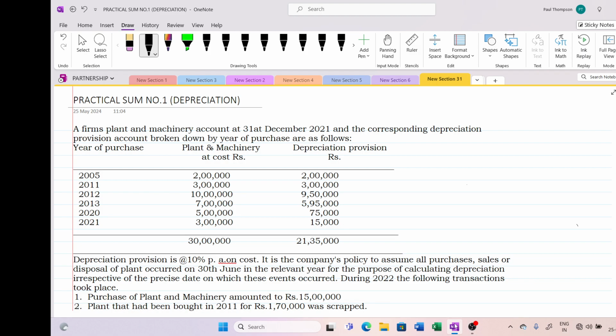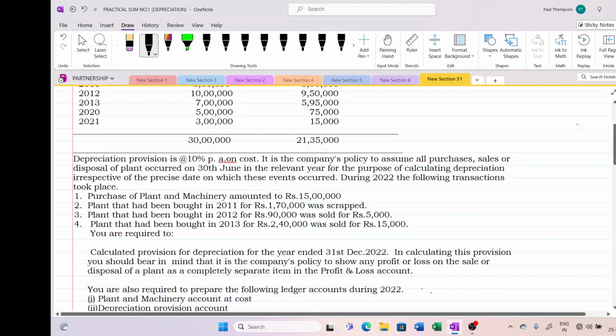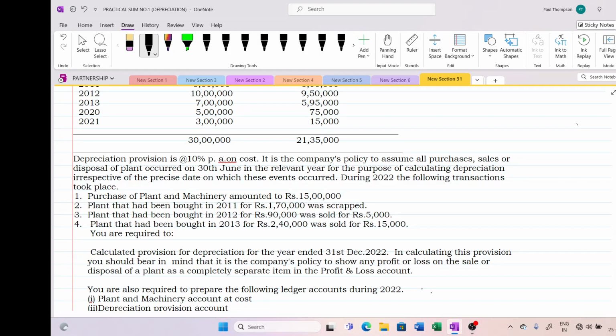Okay, so 2005, 11, 12, 13, the cost of the machine they have purchased plus the depreciation provision made till the date of 31st December 2021. Now they are giving further information that the depreciation is provided at the rate of 10% per annum on cost. It means it is straight line method.